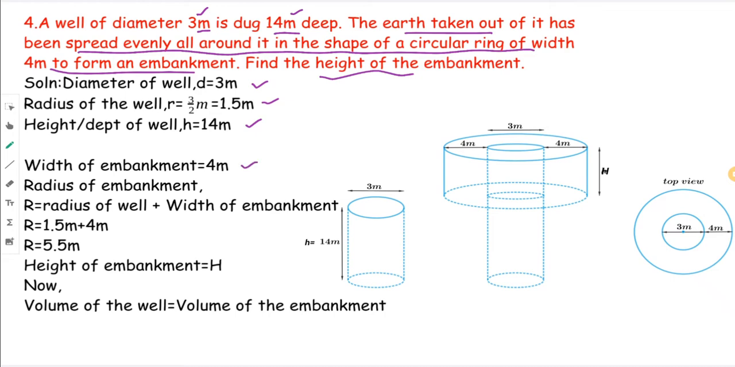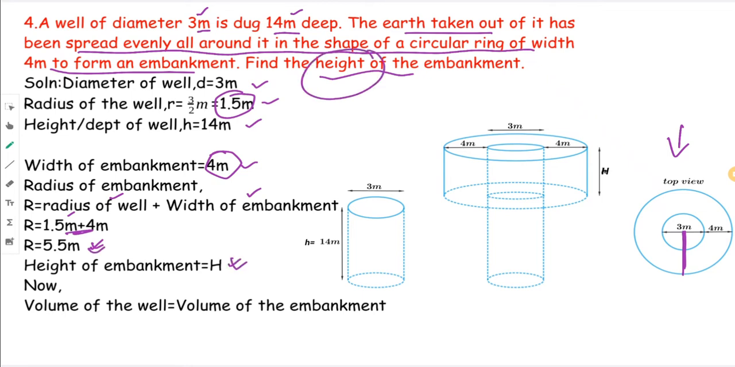But now let us try to find the radius of the embankment. All right, so how do you find the radius of the embankment? So it will be from here till here, right? Which means I have to add the radius of the well also. That is why radius of the embankment is radius of the well plus width of the embankment. Radius of the well is 1.5, where I've written, and then the width of the embankment given to us is 4, right? So when we add these two, we're going to get the radius. That means from here till here, 5.5. Question is asking us to find the height of the embankment, which we're taking to be capital H.